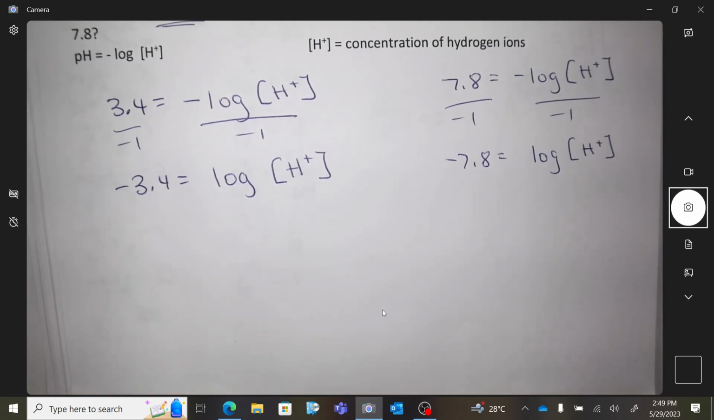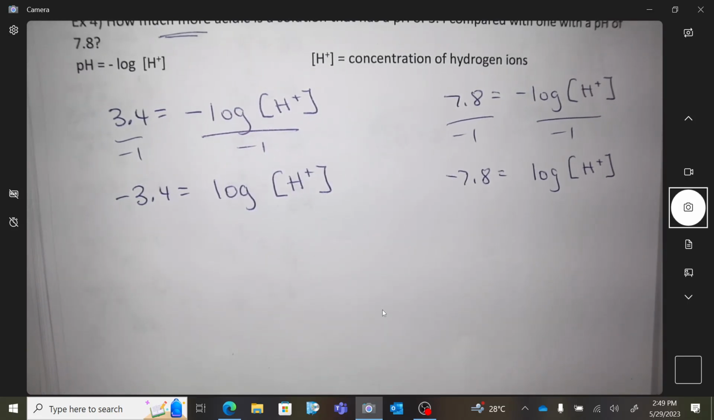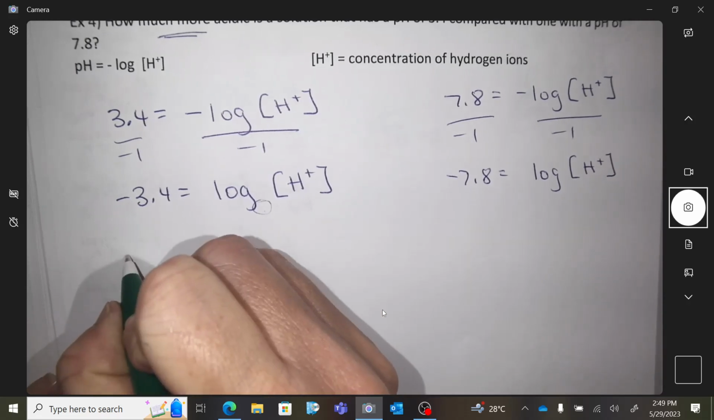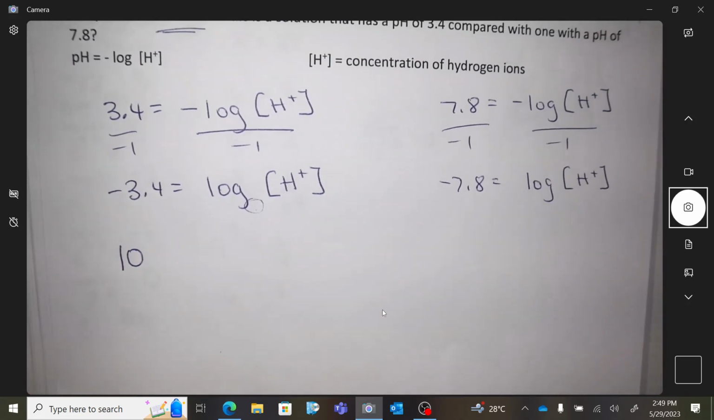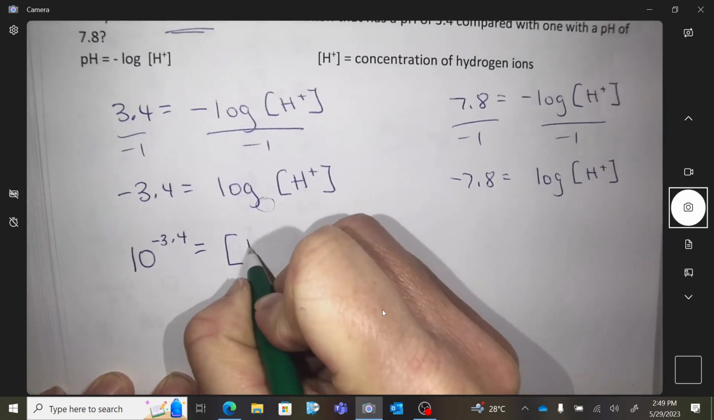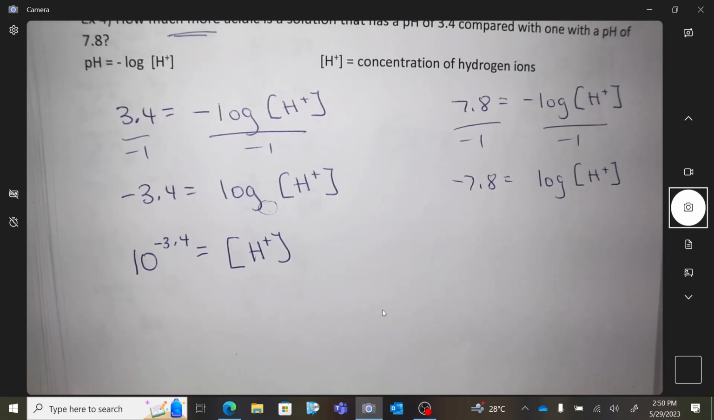What format did we end up in? Because I can imagine with log form. So what do you think my goal is going to be? Change to exponential. What is the base, exponent, equals result? Figure out all your components. What's the base on this? The base is 10. 10 to the exponent -3.4 equals the concentration of the hydrogen ions.